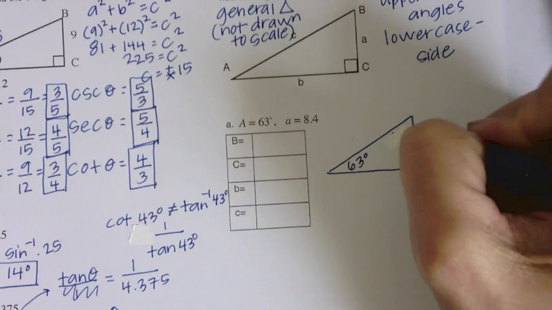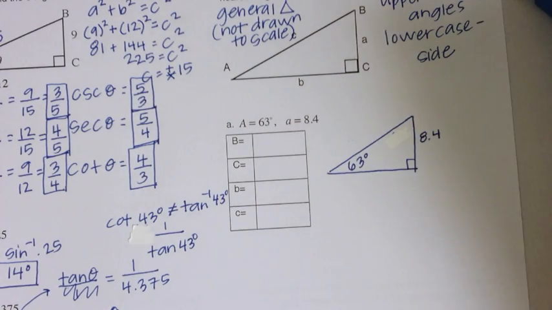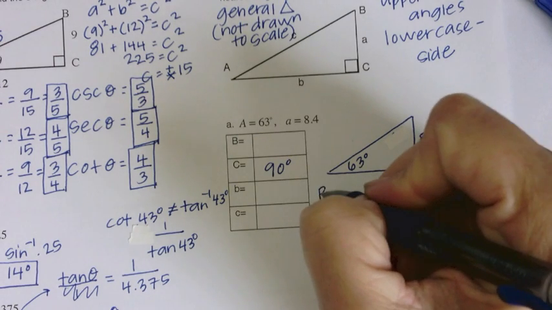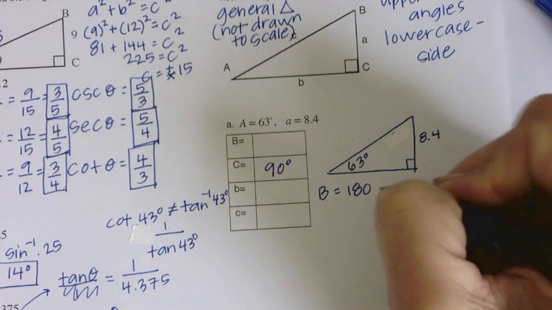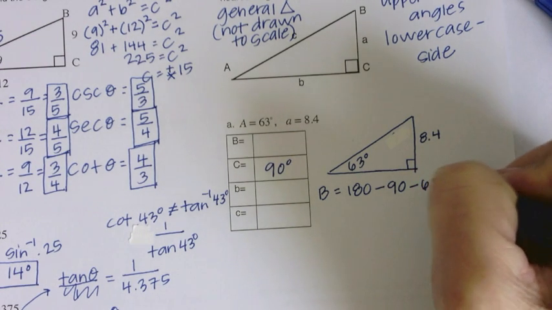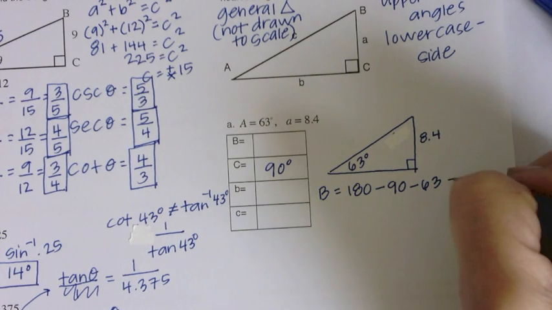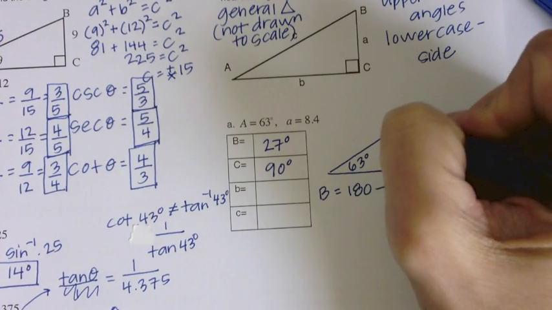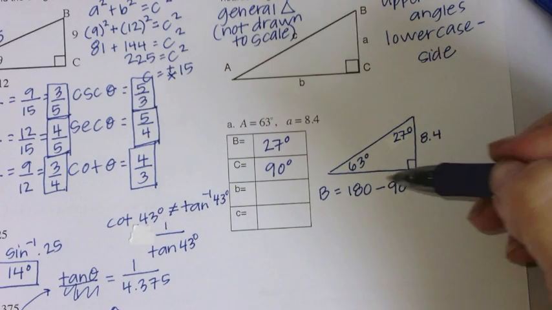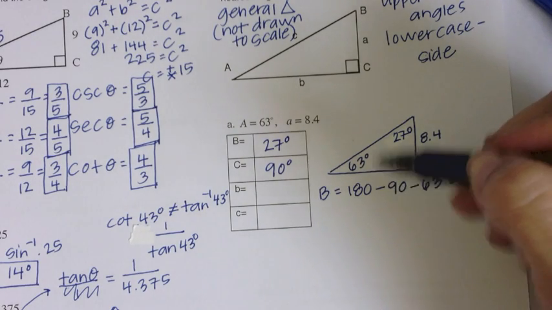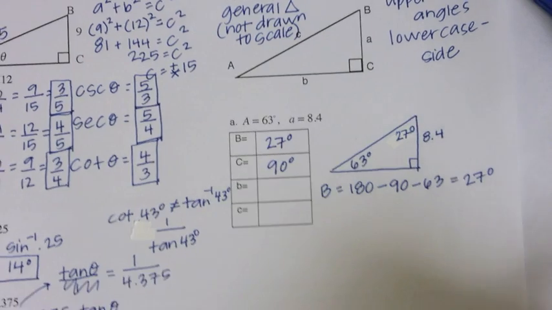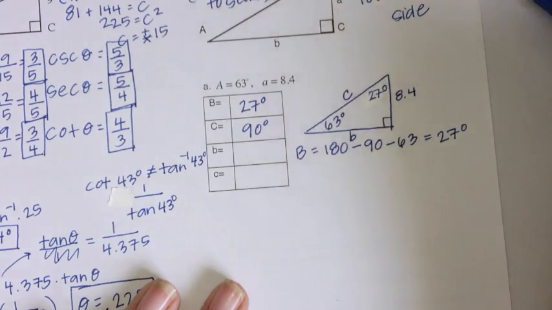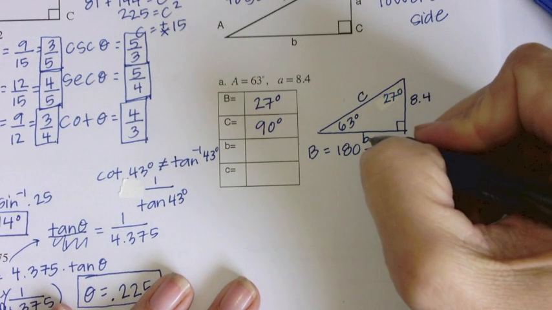And then opposite angle A is side A. We know angle C is 90 degrees, and to find angle B, because the angles inside of a triangle add up to 180, I can subtract the other two angles from 180 and I get 27 degrees. So that's angle B, it's right here. And then I just need to find side B, and if I find side B, then I can use the Pythagorean theorem to find side C, or if I prefer, I could use another trig ratio.